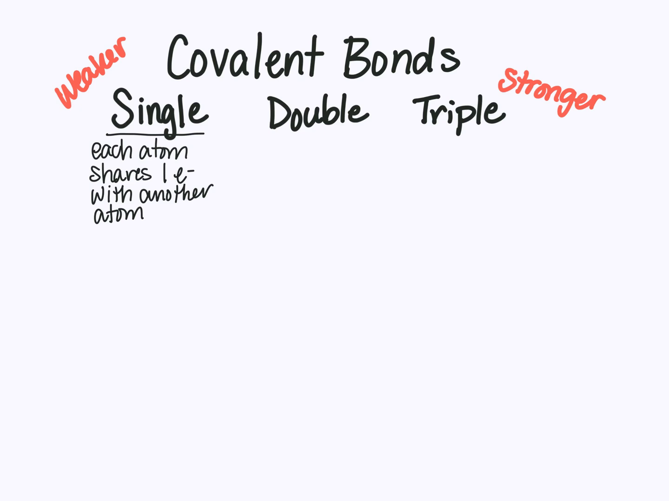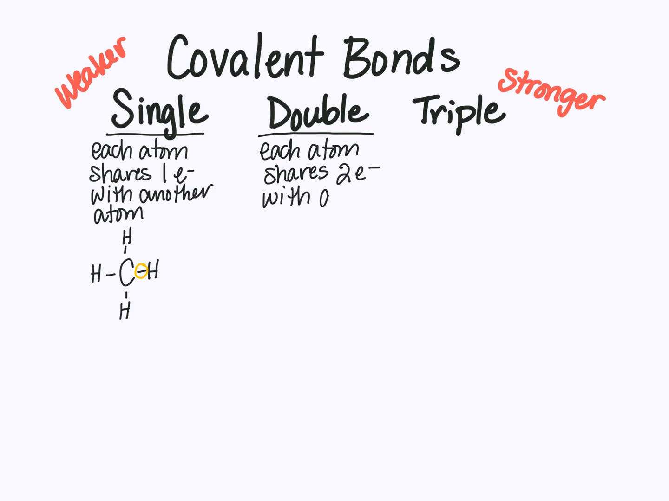So this is similar to what we drew with our methane, where we drew our carbon bonded to our hydrogens. And in each of these covalent bonds, carbon was sharing an electron with hydrogen, and hydrogen was sharing an electron with carbon. Now, it's possible for atoms to share more than one electron with each other. So in a double covalent bond, each atom shares 2 electrons with another atom. So for example, we could have something like a carbon double bonded to another carbon, and then maybe some single bonds between carbons and hydrogens.